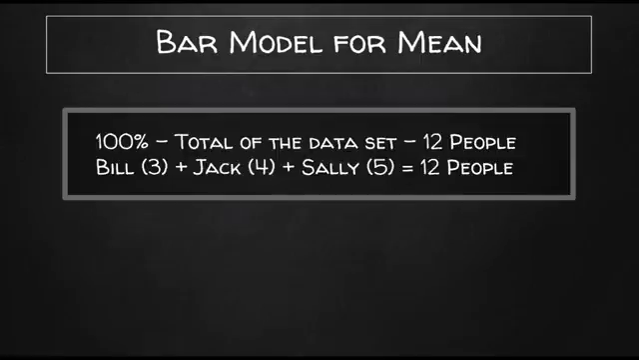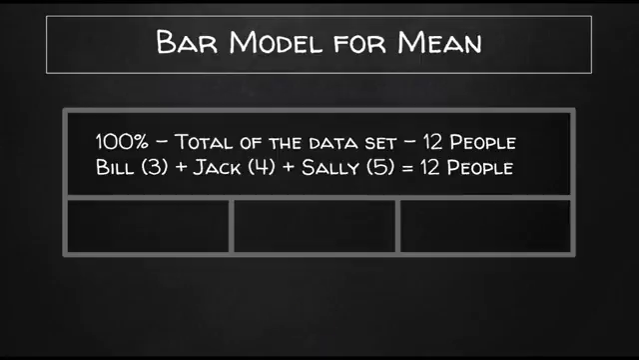If we're going to look at this with a bar model, the first thing we're going to do is draw a bar that represents the total. In this case, it's going to represent the total of the data set. So we're going to take 100% of that data set and place that number in the bar. There's 3 people in Bill's family, 4 people in Jack's family, 5 people in Sally's family, for a total of 12 people that make up the entire data set.